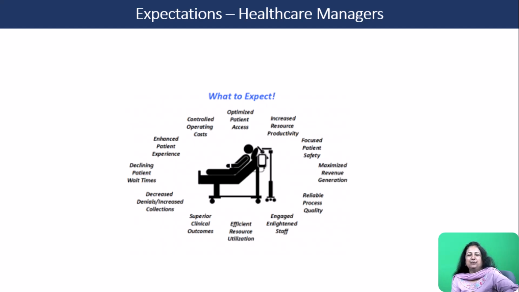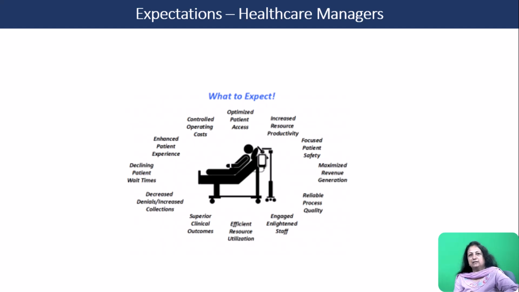Reliable process quality, and engaged and enlightened staff, constantly learning and doing better and better. Efficient resource utilization, superior clinical outcomes you want, so you want to track what is happening. Decreased denials and increased collections of your revenues. Declining patient wait time, patients don't want to wait, so you want to work on the process, the outcomes, and the infrastructure. So these are the expectations across for healthcare managers.